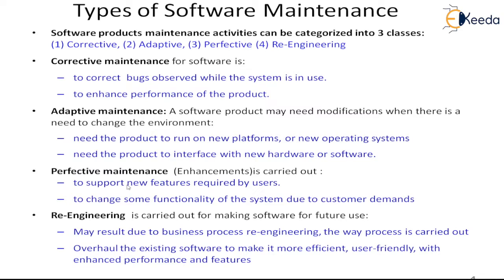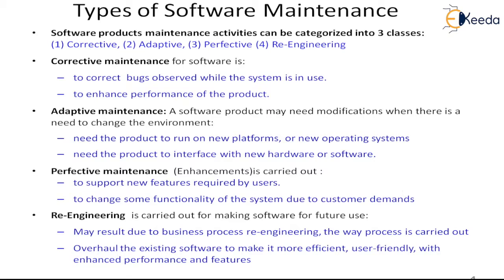Then the final one comes as the perfective maintenance. These are basically enhancements that are carried out. Enhancements means some extensions, some additional features to support new features required by users. That is what we said. New features will have to be added. The product will be enhanced, to change some functionality of the system due to some customer demand. Some customer has got some new requirements or a new way of working. So the software has to adapt to the new way of working. So that functionality will have to change, or the behavior will have to be changed. Maybe the screens will have to be changed.